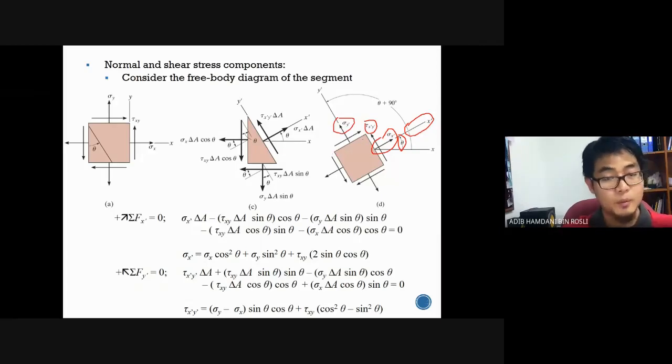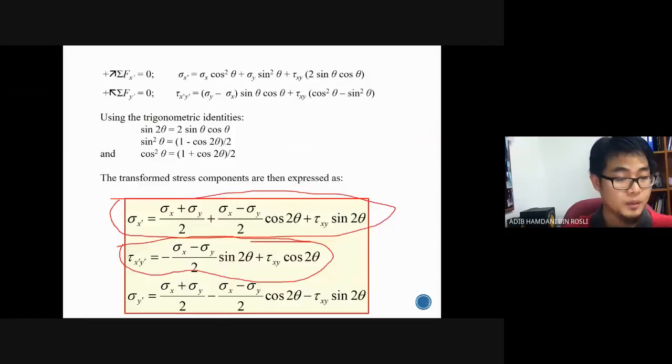This sigma y prime is actually, if you understand this, from theta plus 90, isn't it? Theta from x to y prime, so theta plus 90. This equation for sigma y prime is actually from sigma x prime, but for the theta you put theta plus 90, so it becomes like this. But again, the most important thing is these two. If you understand these two, sigma x prime and tau x prime y prime, that's more than enough.